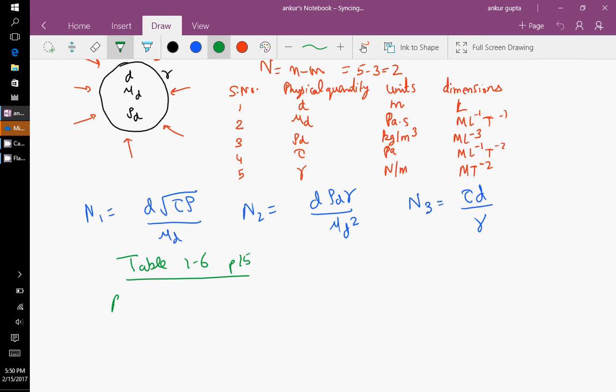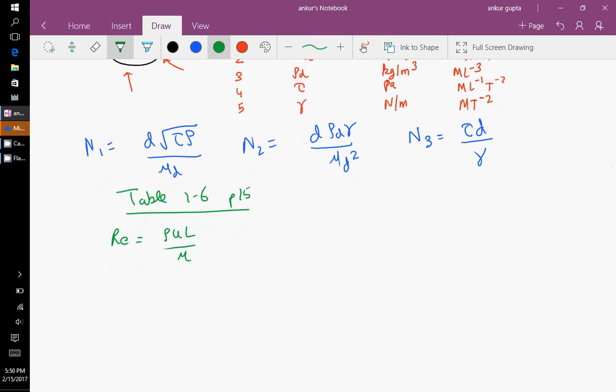That is Reynolds number, which has been defined in the table as rho u L by mu, Weber number, which has been defined as rho u square L by gamma, capillary number, which is the ratio of viscous stress to surface tension stress, which is mu u by gamma.